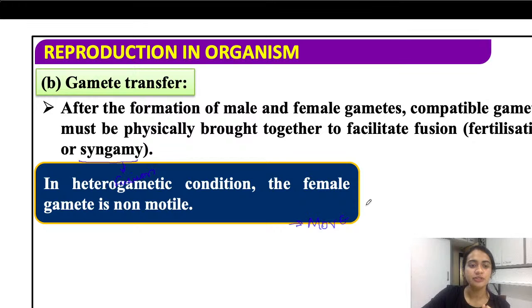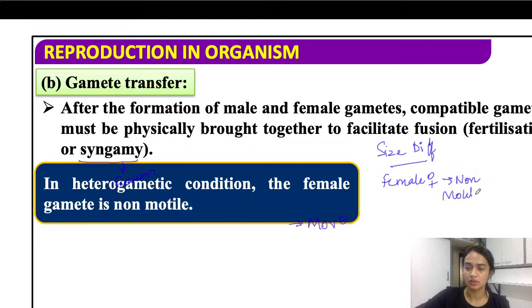In the heterogametic condition, the female gamete is not motile. Heterogametic means the image we saw, with one large egg and a comparatively very small male reproductive cell, like egg and sperm in humans. Why the difference in size? This is because the female is non-motile, so it is larger in size, and the male has to acquire structures like flagella to go and reach the female part.